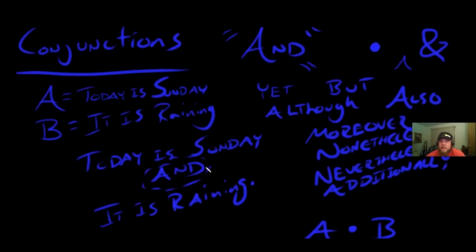So I could say today is Sunday, yet it is raining. How would I represent that? Same thing, A dot B. Today is Sunday, but it is raining. A dot B. Same thing. Today is Sunday, although it's raining. A dot B. Today is Sunday, also it's raining. A dot B. Today is Sunday, moreover, it is raining. Today is Sunday, nevertheless, it's raining, and so on with these others.